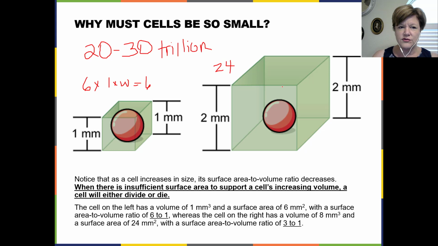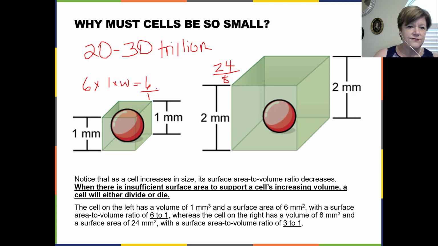So the larger cell does have more surface area, but when you divide by the total volume of the cell, you see what we call the surface area to volume ratio. So the surface area of the smaller cell is 6, the surface area of the larger cell is 24. But when you divide by the volume, remember volume is length times width times depth, so 1 times 1 times 1. So the volume of the small cell is 1, but the volume of the larger cell, 2 times 2 times 2, is going to be 8.